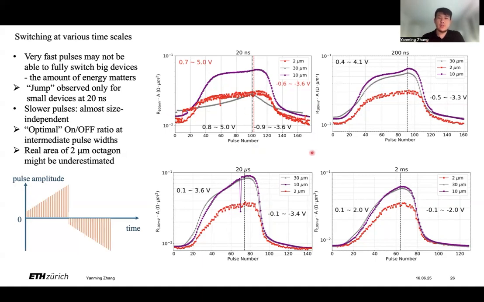However, at longer pulses, it is almost size independent. As we can see, the red curves for 2 micrometer devices are shifted. To explain this, probably the real area of the 2 micron devices is a bit underestimated. And we could also find a jump in the resistance for the ultra-fast switching regime. However, it is only observable for the smallest devices, like the 2 micron device here, suggesting that there is also a scaling effect. And in terms of the on-off ratio, probably a moderate pulse width gives the best on-off ratio, so not too fast, not too slow.